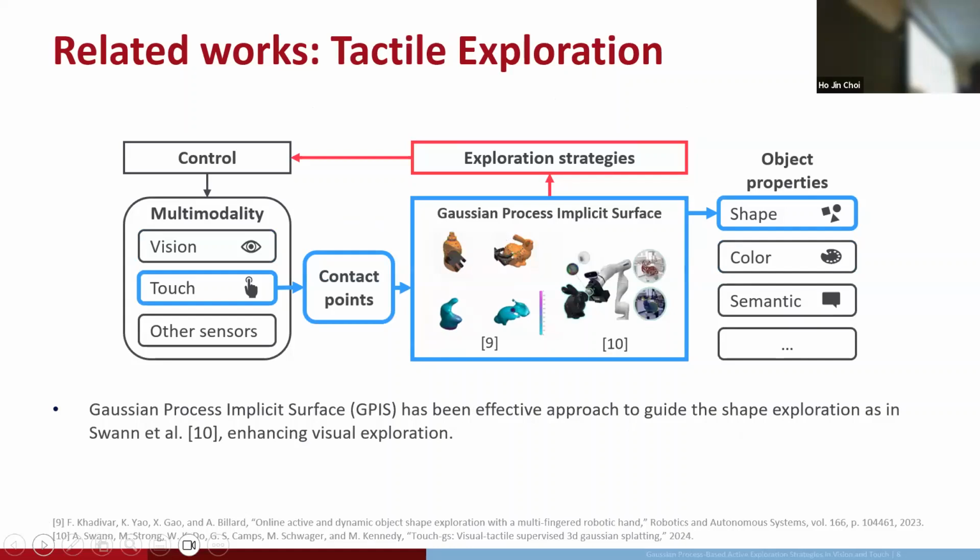For tactile exploration, many people have used Gaussian process implicit surfaces, which take the aggregated point cloud or the occupancy points to model the object and then use the variance from the Gaussian process to guide the tactile exploration. We can see from those images that you can use it for tactile exploration, but also combine it with visual exploration and improve the accuracy of the result.